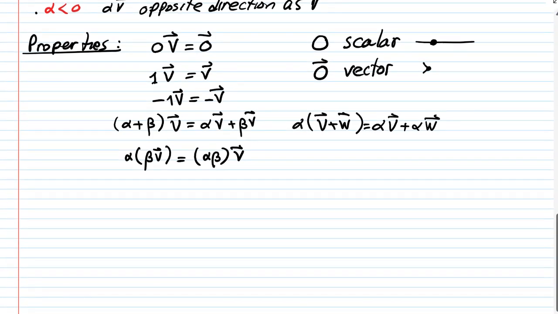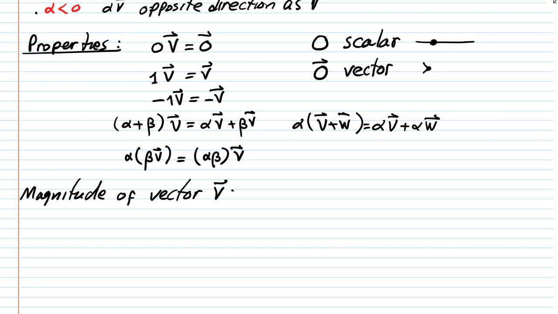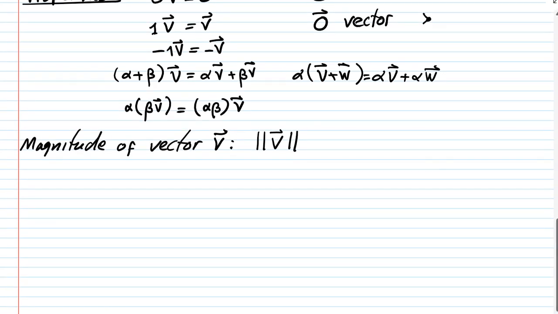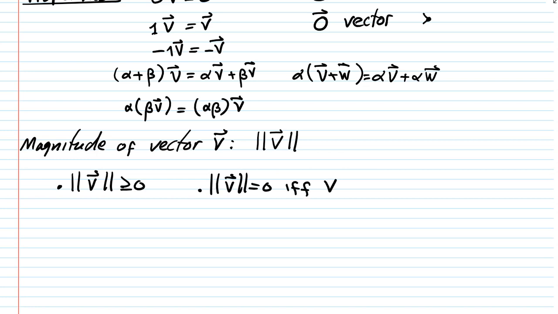Okay, now let's talk about the magnitude of a vector. When we're talking about the magnitude of vector V, how do we write it? The magnitude of the vector, we use double vertical lines. There you go. It looks like double absolute value lines, and that means the magnitude of V. Now, the magnitude of every vector is positive. 0 is the lowest it can be. The magnitude of the vector is 0 only for a 0 vector. See that? IFF means if and only if the vector is a 0 vector.